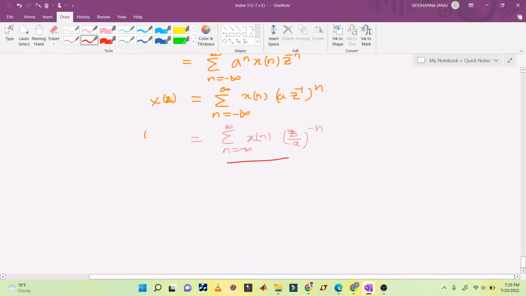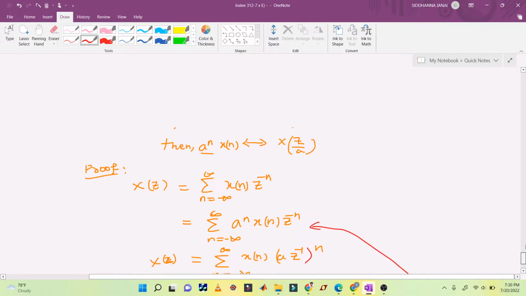So here what I'm doing is bringing a to the denominator. When it goes above, it will become an inverse. A inverse multiplied by minus n will become a to the power n only. So that's why we can do a trick here and get the value as z by a minus 1. So we have X of z is equal to this one.